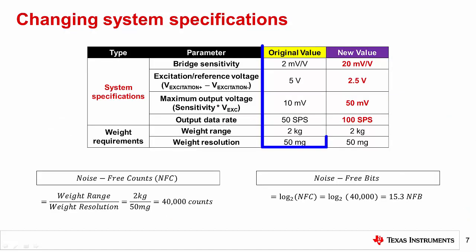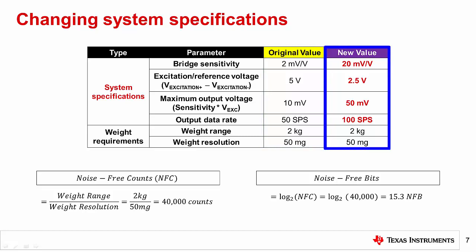Shown here are the original requirements defined at the beginning of this presentation, highlighted in the yellow column. In purple, we've provided modified system specifications that represent several ways your requirements might change throughout the design process. For example, you might discover that the 2 mV per volt sensor does not have enough dynamic range, requiring you to purchase a higher cost, more sensitive device at 20 mV per volt.